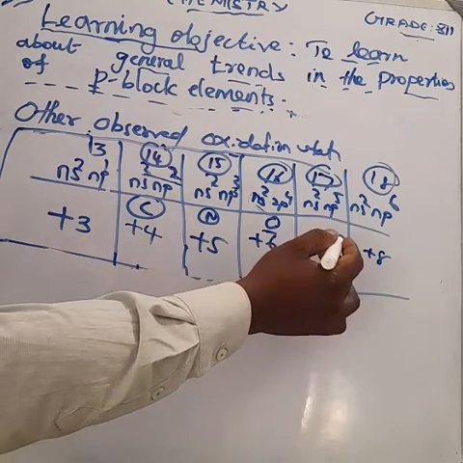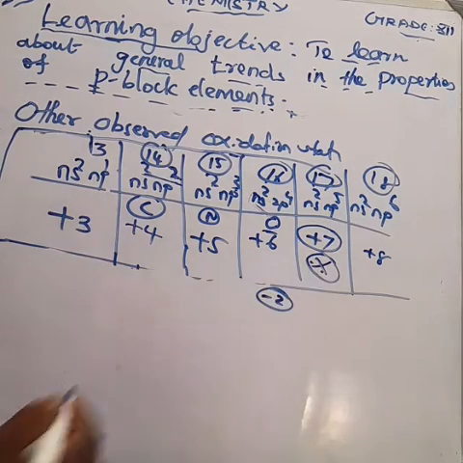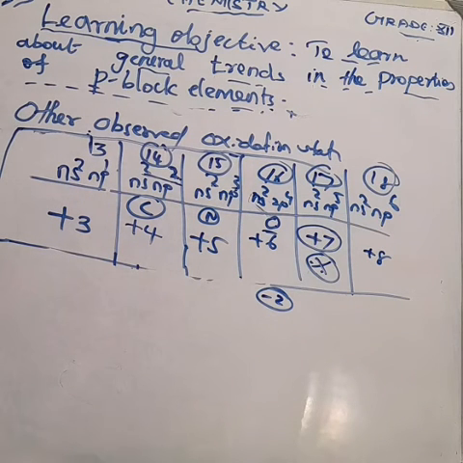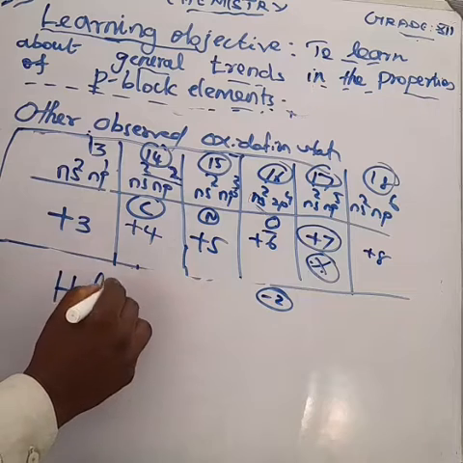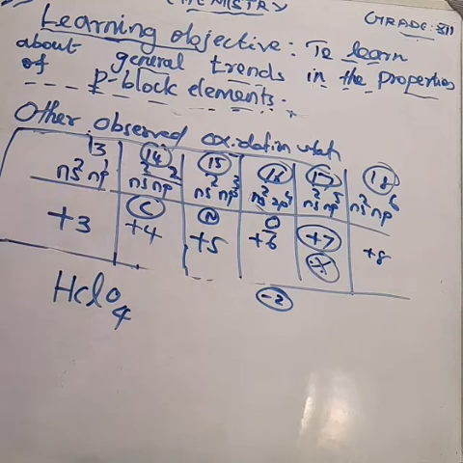Okay. Next, the halogen family. Halogens are very important, my dear children. We have no time to finish everything, so try to learn fast. The plus 7 oxidation state of the halogen, group 17. Plus 7 is very important. I am taking one example: HClO4, perchloric acid.